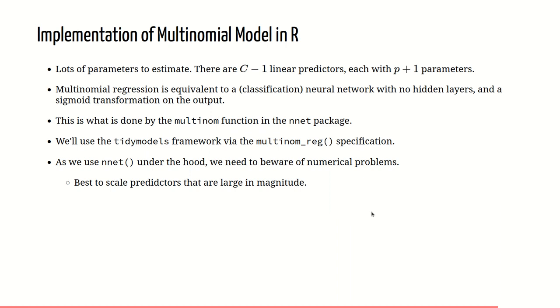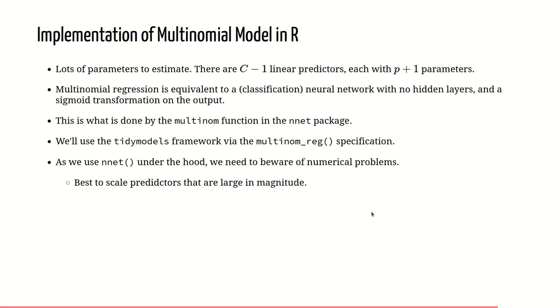In this case, if you have C classes, then there are C minus 1 linear predictors, each of which has P plus 1 parameters. So in total, there are C minus 1 times P plus 1 parameters, right? So if you have 3 classes and 10 predictors, then you're going to have 22 parameters. Quite a lot to estimate.